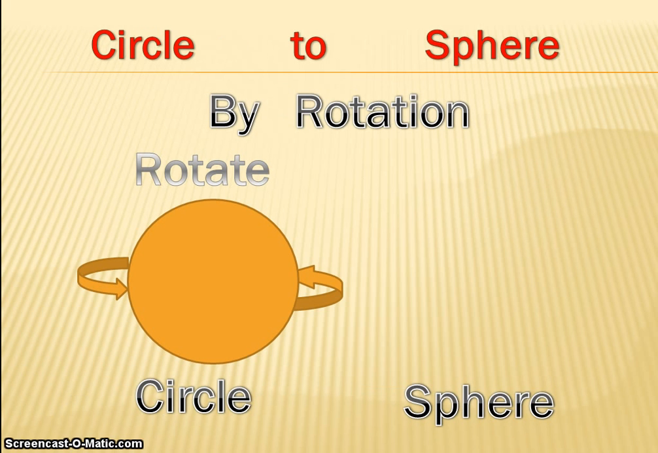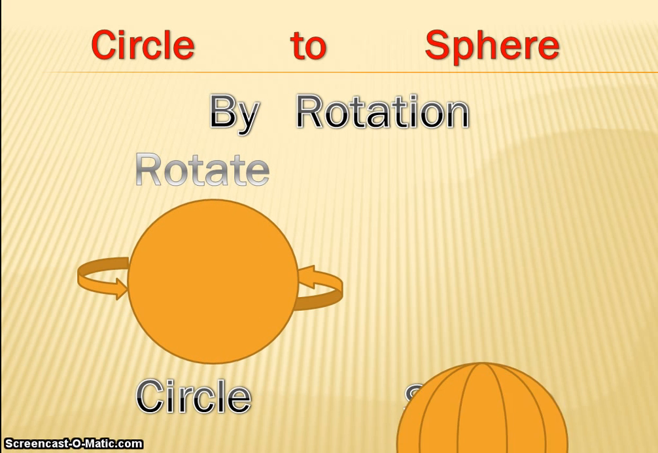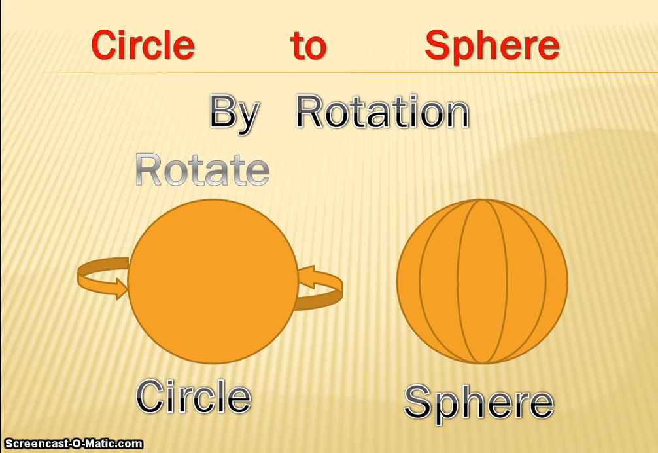Next, we're going to look at rotating a circle. A great example of this is to take a quarter and put one finger on the top and flick it with the other finger and watch how it goes. And when you see it rotate over and over and over again, you should see the outline of a sphere. So we can make a circle into a sphere by rotation.